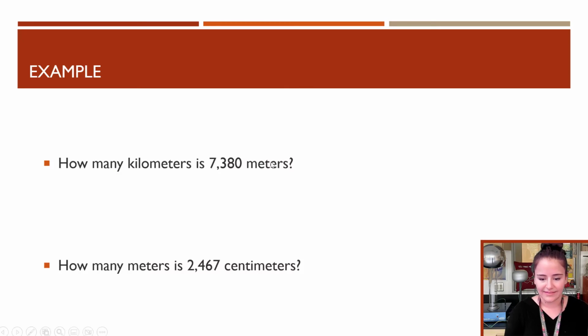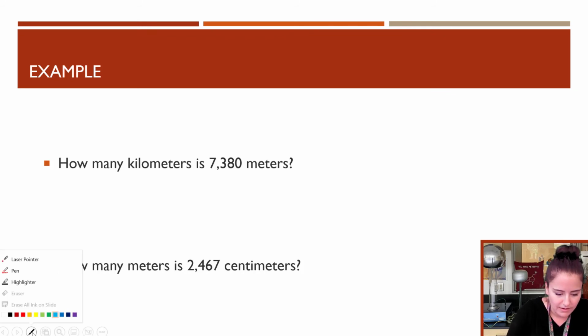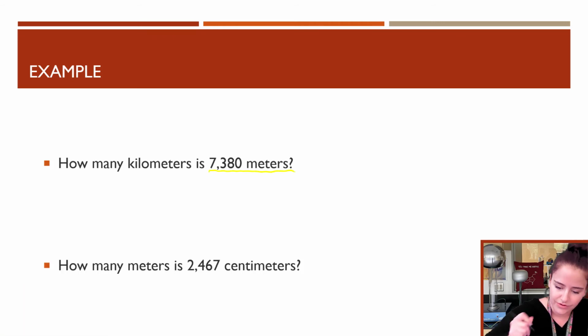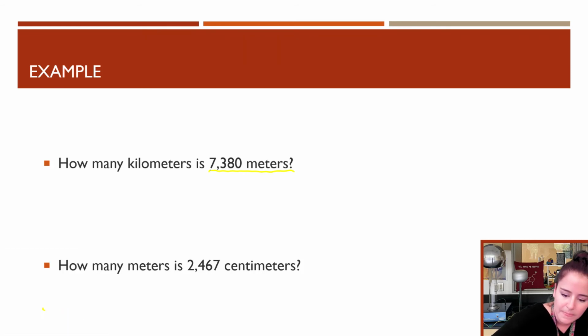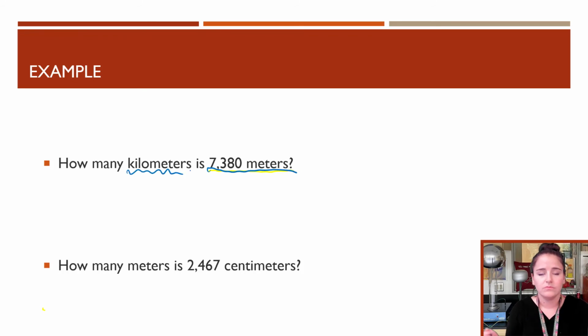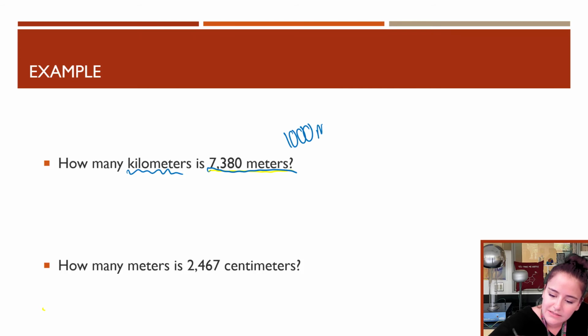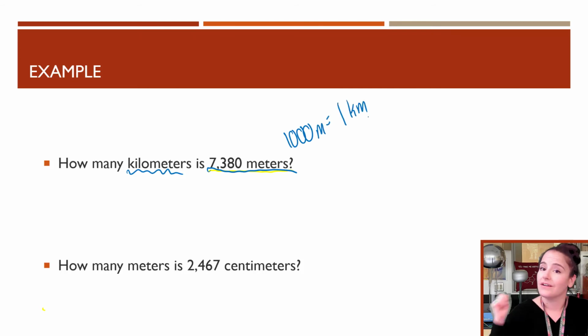So let's look at these examples. How many kilometers is 7,380 meters? Well, I'm going to start with my known. We'll go with blue. There's my known, 7,380 meters, and I'm looking for kilometers. So I need to know the relationship between meters and kilometers, and I know that 1,000 meters is the same as 1 kilometer.